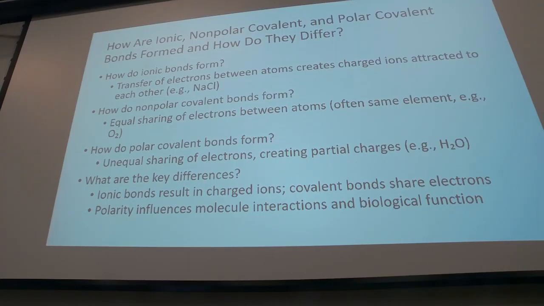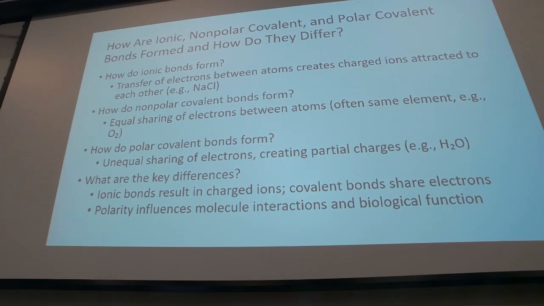So then, what are the different types of chemical bonds that you can form? Well, one of these is ionic bonds. In ionic bonds, you transfer electrons from one element to the other. One can gain electrons, and the other one can lose electrons. And then, after you transfer these electrons, you create ions.